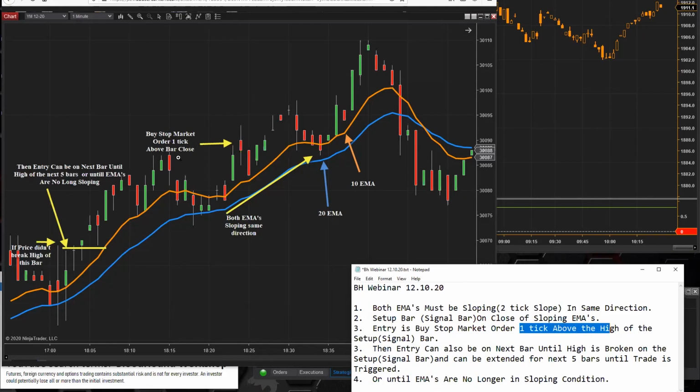So David, I've got conflicting information here. On your screenshot, it says place the buy order or the stop entry 1 tick above the bar close. And this one says 1 tick above the high of the bar. So which is it? Is it the bar close or the bar high? The bar high on the close of the bar. Okay, right.